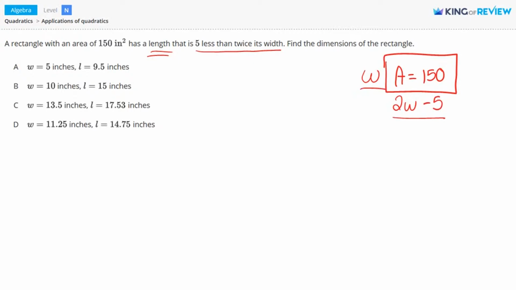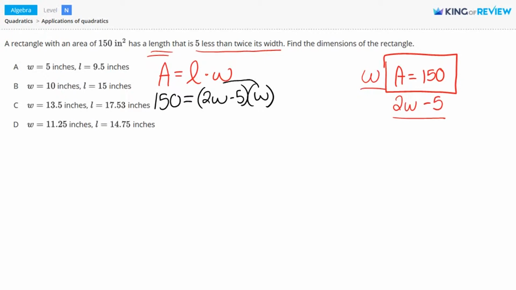And what is the equation for the area of a rectangle? This is area equals length times width. So let's fill in the information that we know. We know the area is 150. We know the length is 2w minus 5, and the width is w.